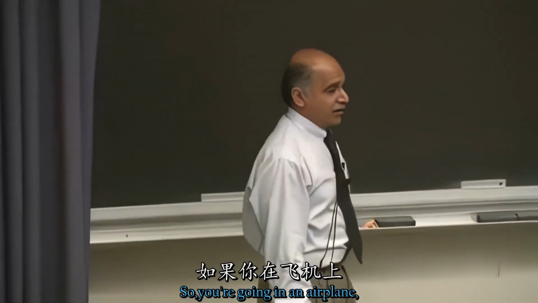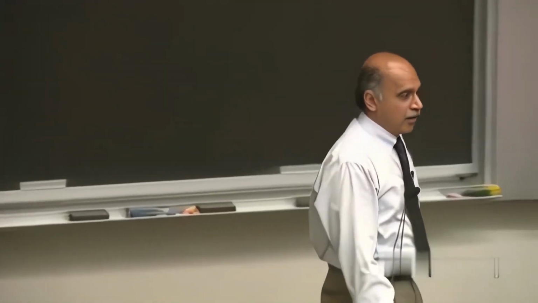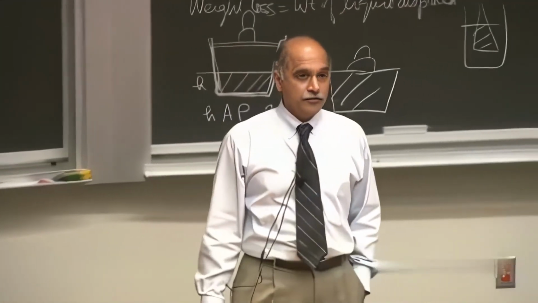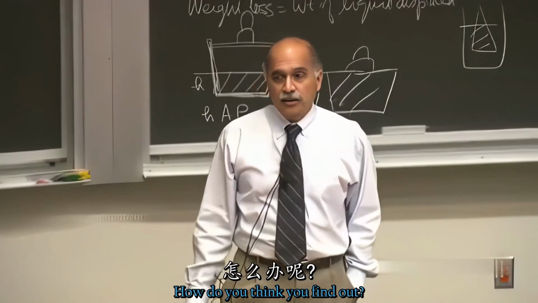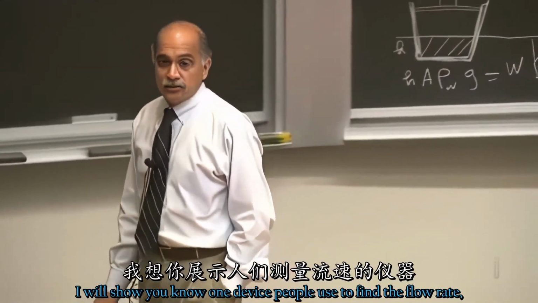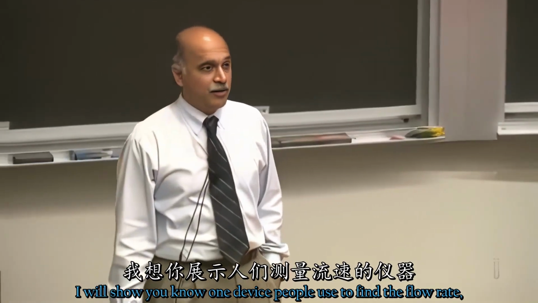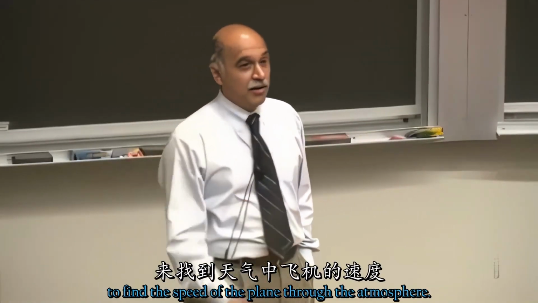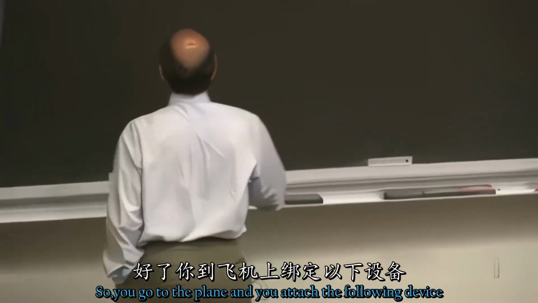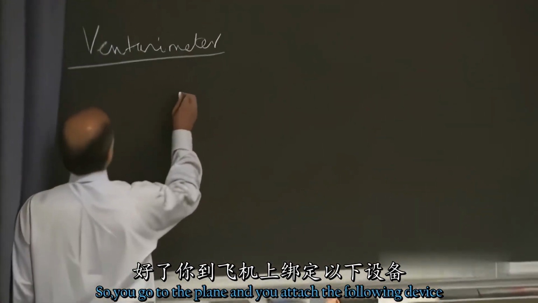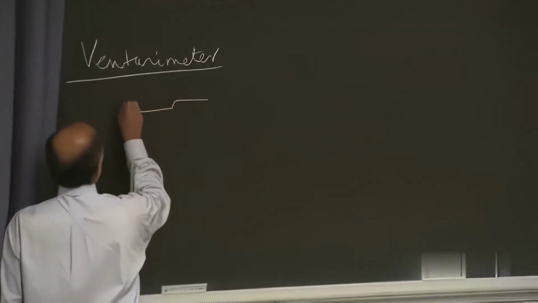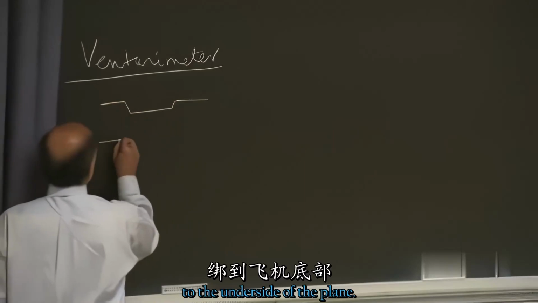So you're going in an airplane, and you want to find out how fast the plane is going. How do you think you find out? So I will show you now one device people use to find the flow rate, to find the speed of the plane through the atmosphere. So you go to the plane and you attach the following device to the underside of the plane.